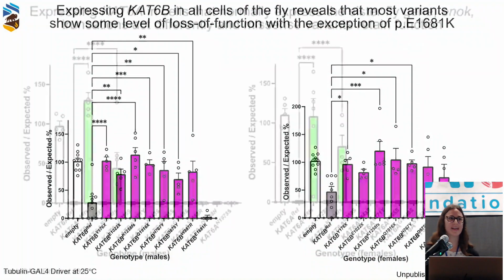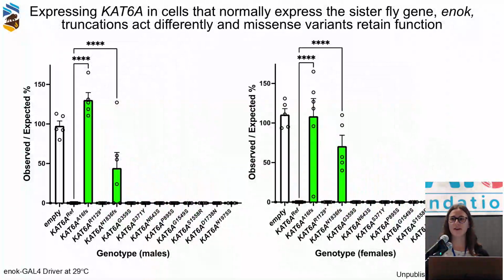So next thing we did is that we expressed our KAT6A reference and genetic changes in the cells that normally express the sister fly gene, so ENOC. And what we found for KAT6A is that our results were very similar to us overexpressing in all the cells of the fly. So what we saw is that the reference is still killing the flies. The early truncation is acting as a complete loss of function. We have our middle truncation still functional, and then the later truncation acting as a partial loss of function, with all the missense variants still functional.